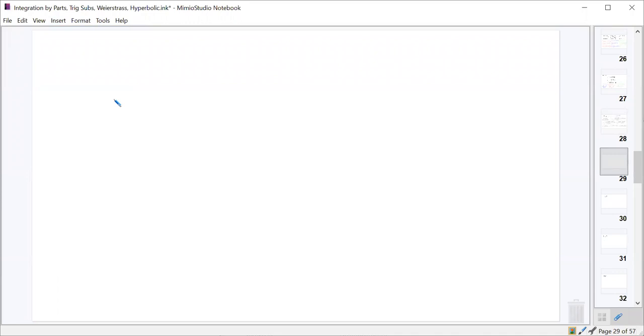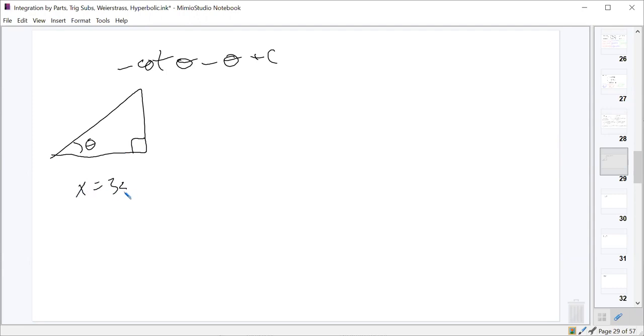Okay, so if we have negative cotangent theta minus theta plus our constant, let's go back in and draw this triangle, right? There's theta. We had that x was equal to 3 sine theta, right? That means sine theta is x over 3, making this adjacent side that same thing that we started with, root 9 minus x squared. And now we can just use this right triangle to evaluate what's the cotangent of theta. It should be, and it's negative, right? Negative adjacent side, root 9 minus x squared, over opposite side, which is x.